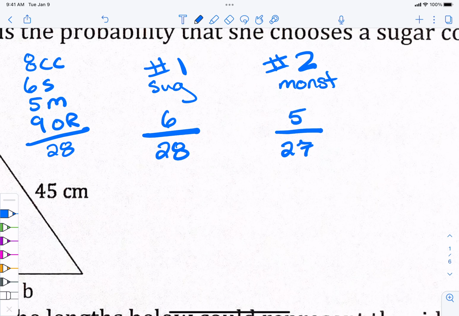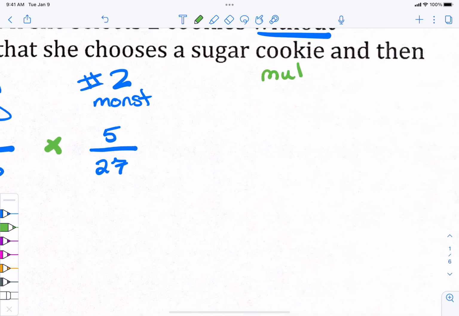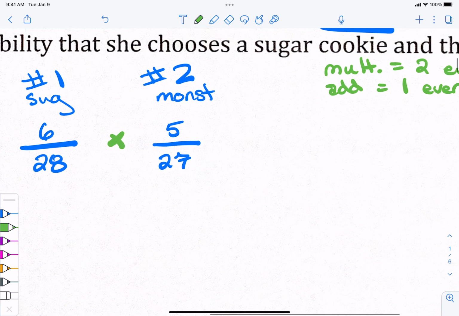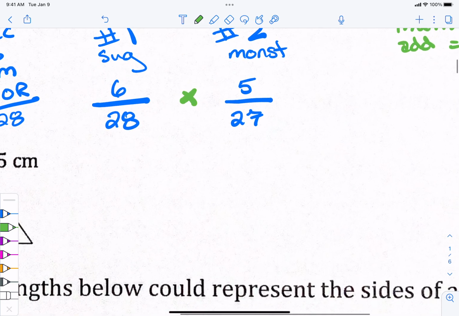Now what do I do with those 2 things? Multiply them together, because you multiply when there's 2 or more events. Multiply equals 2 events. If I was only choosing 1 cookie, I would add those together. Add equals 1 event. But here I'm choosing 2 cookies, so I'm multiplying them, okay?